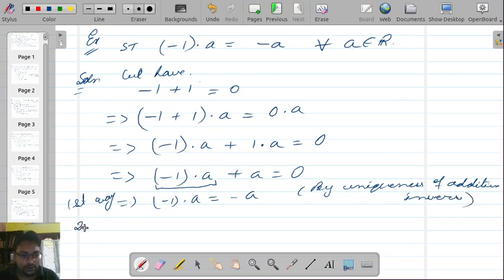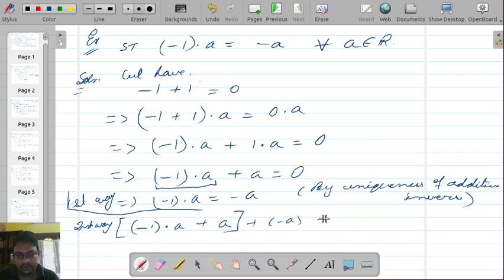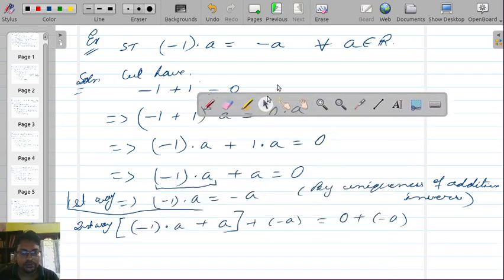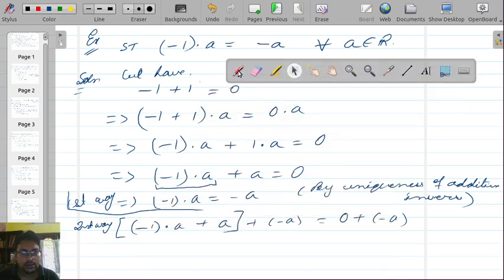And the second way is, you can do it the second way also. First way is this, second way is what, you just add minus a to both sides. Okay, second way is this one, plus minus a will be equal to 0 plus minus a. Okay, so we can do it this way, right, and then apply associative property.